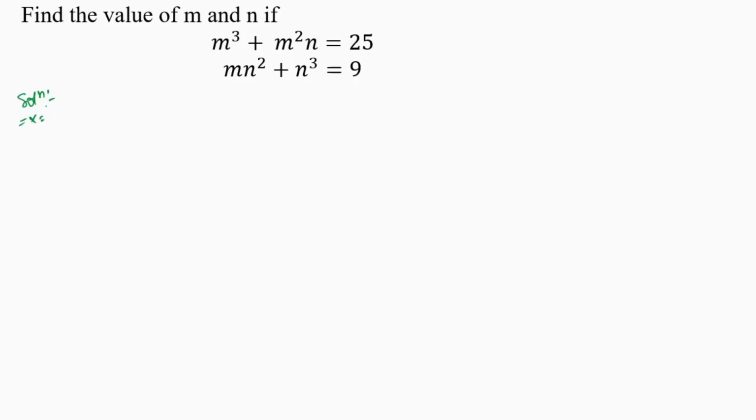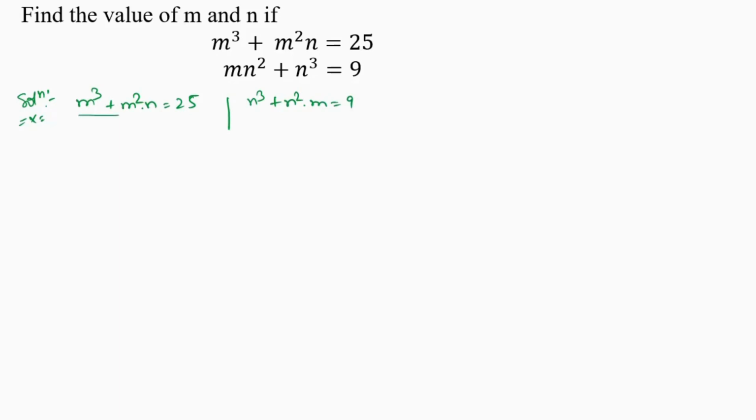Today we are going to solve a very interesting math problem in which we have to find the value of m and n, and we are given two equations. So let's start. We have m cube plus m square times n equals 25 and n cube plus n square times m equals 9.